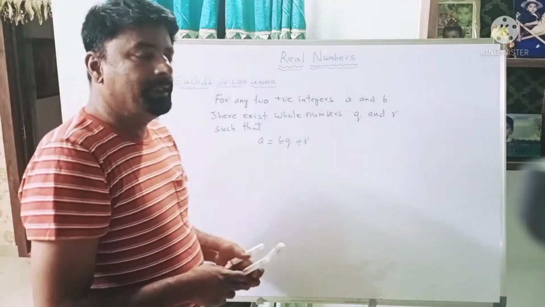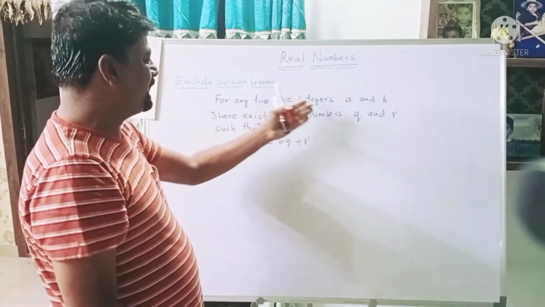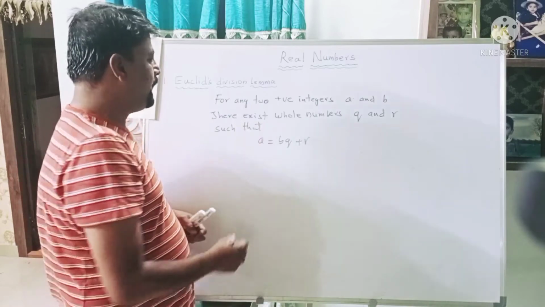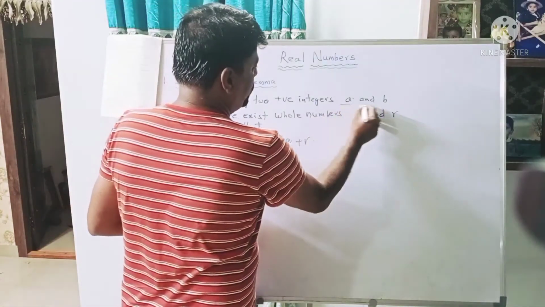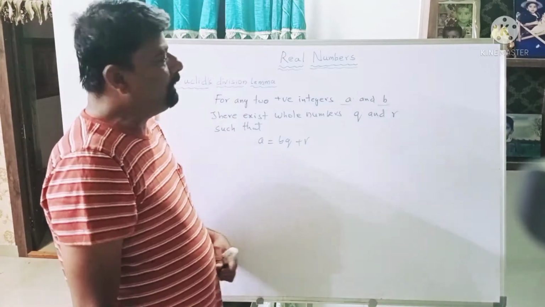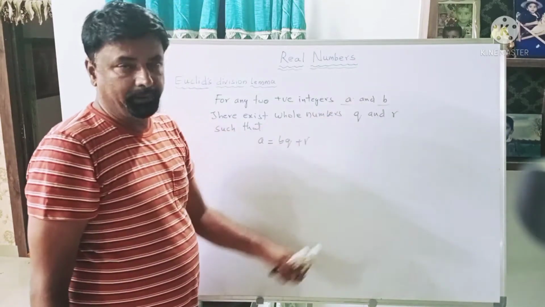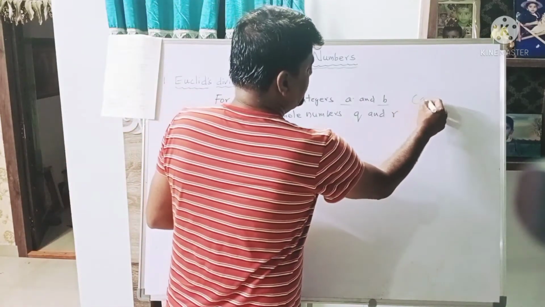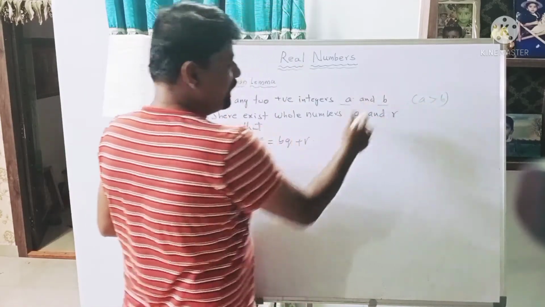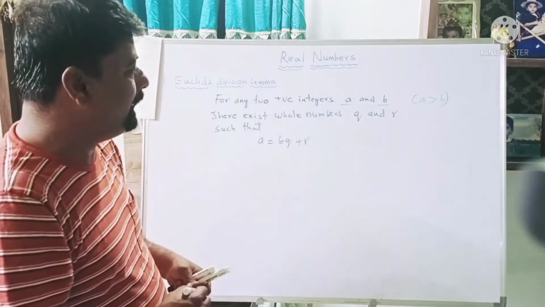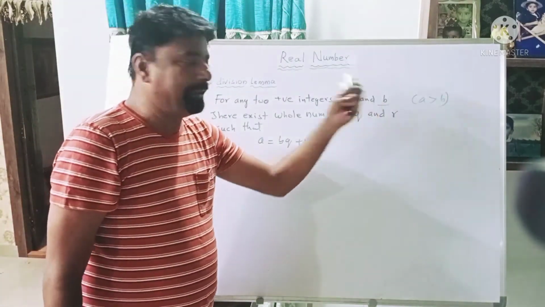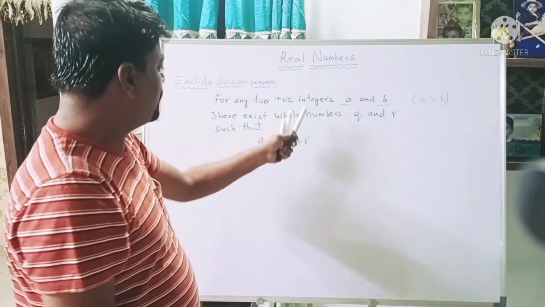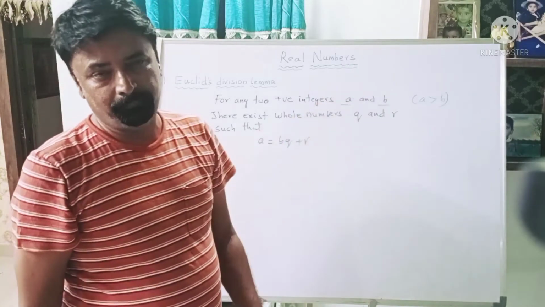If you see this, you may feel it is somewhat difficult. What is a, what is b, what is q and what is r? So I want to explain the simple concept. If you take any two positive integers a and b, and you say a is greater than b, when I divide a by b, you will get a relation: a is equal to bq plus r.